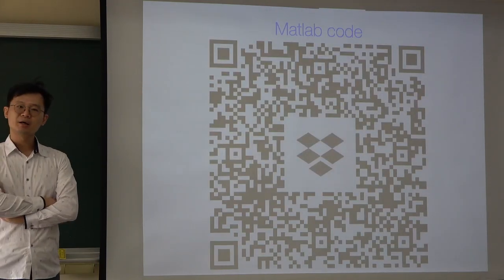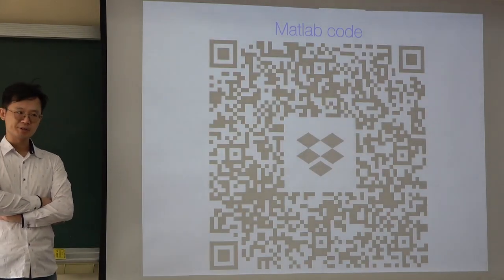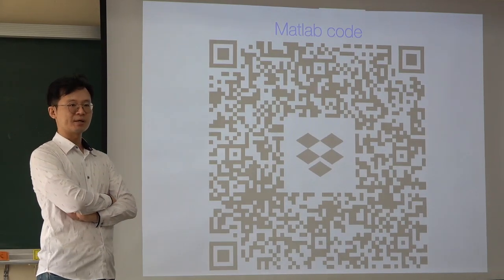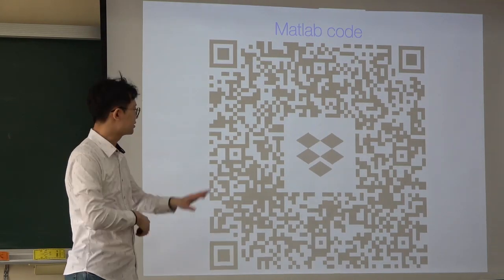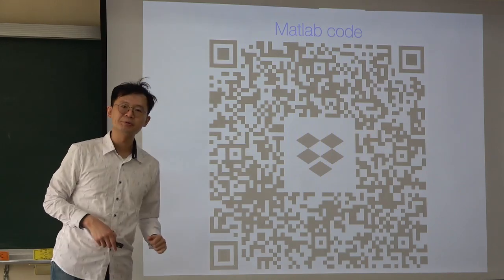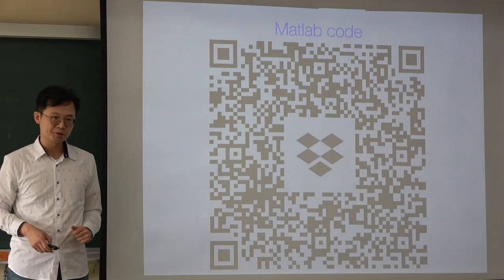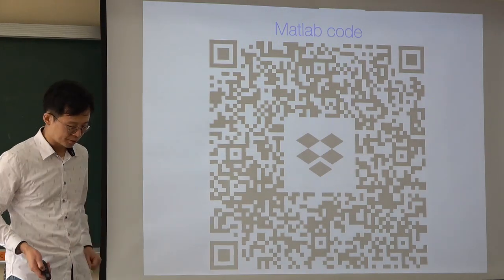So this is the QR code. If you have interest in playing with the algorithm, everything's included, which you should be able to download, reproduce, and apply to your data set.